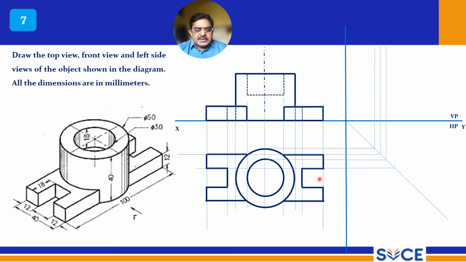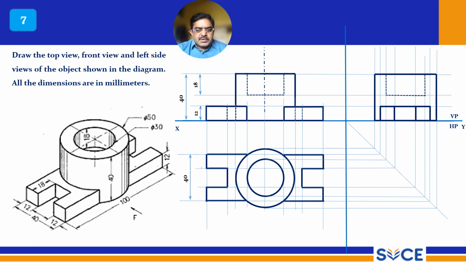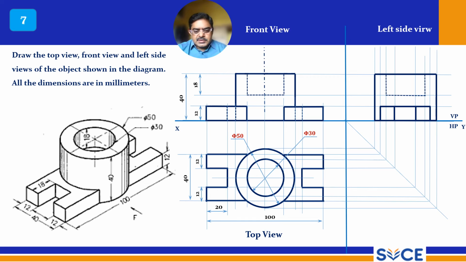The side view again is very simple. You can draw the projectors from the front view and top view, draw a rectangle, and complete the side view. It is the hole with 18 mm depth that is invisible. So very easily you can complete this problem. Give all the dimensions for the front view, top view and the left side view. It is another easy component, and it is very important.